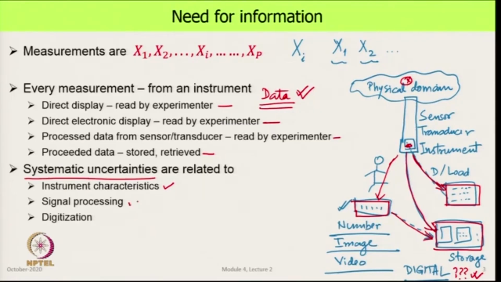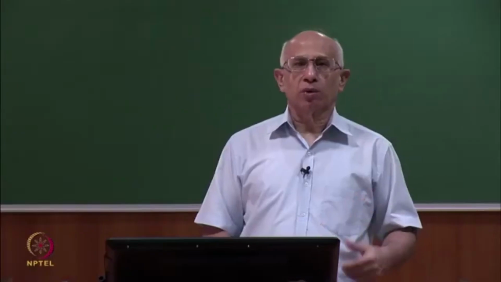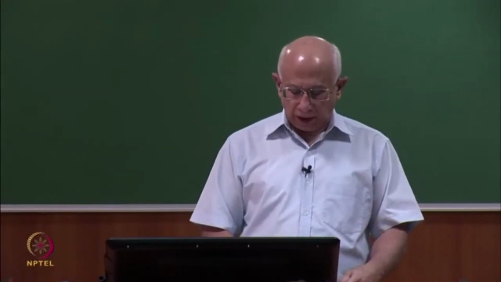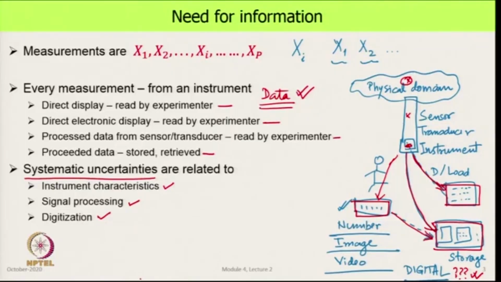They are related to the signal processing that takes place. That means, we got the signal, something produced by the sensor, we did some operations on it before we digitized it. What uncertainties did we put into it? And third, the digitization process. So, we will spend a little time on each one of these in this lecture.